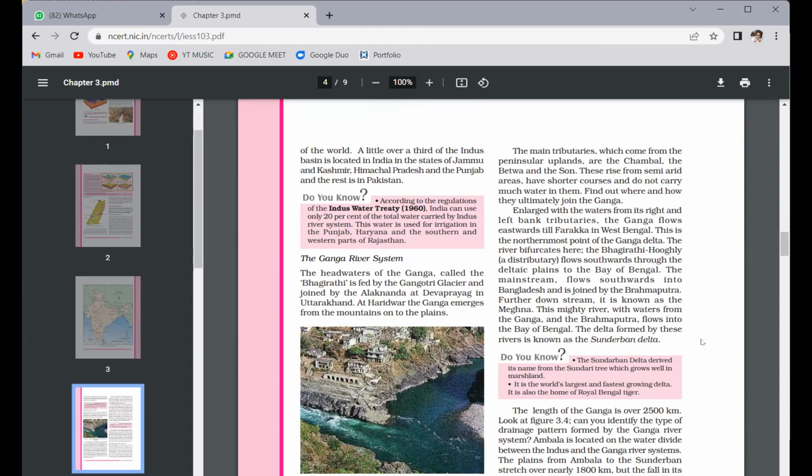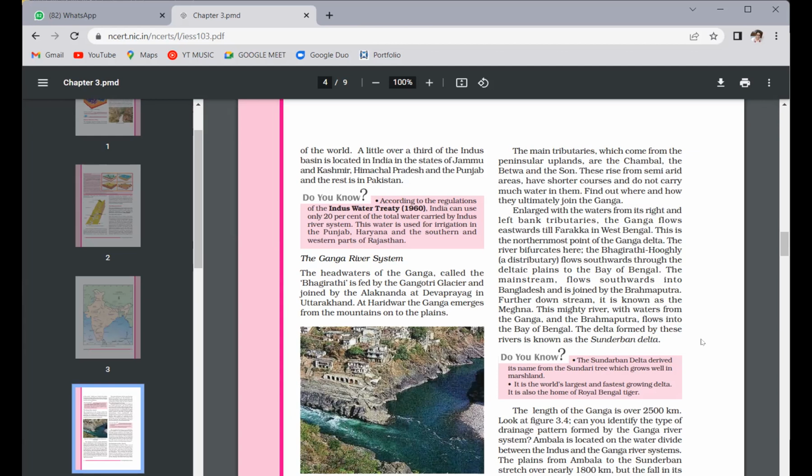Do you know, according to the regulations of the Indus Water Treaty 1960, India can use only 20% of the total water carried by the Indus river system. This water is used for irrigation in Punjab, Haryana, and in the southern and the western parts of Rajasthan. Carry on.